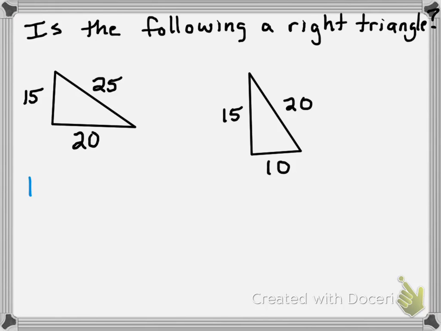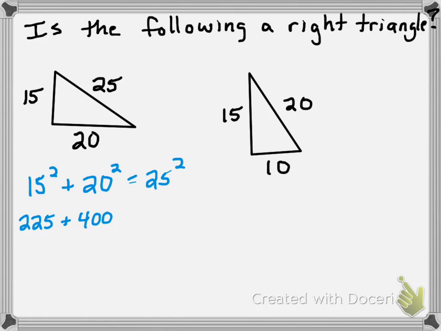Well, the Pythagorean theorem says a squared, which is 15, plus b squared, which is 20, equals c squared, which is 25. Okay, well, 15 squared is 225, 20 squared is 400. Those are both from our quiz. And 25 squared is 625. You could always use a calculator for that. Okay, well, 225 plus 400 is 625. So yes, this is a right triangle.